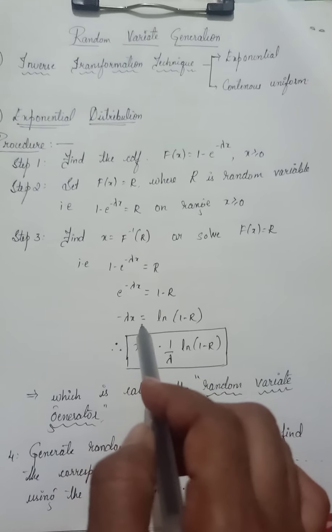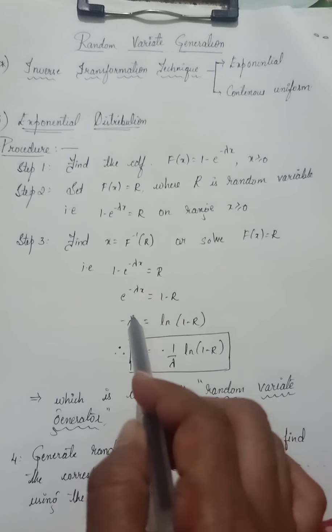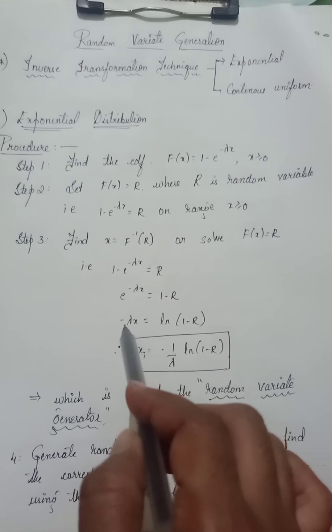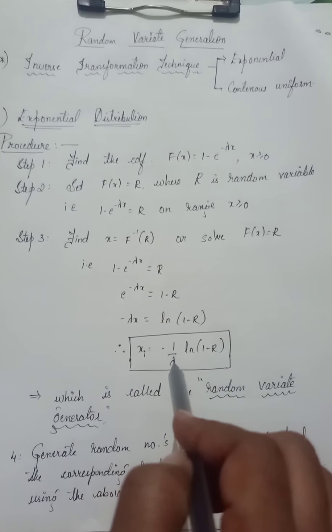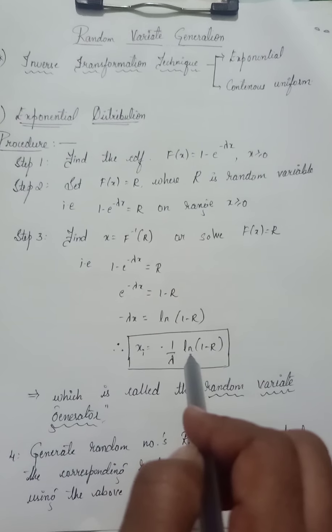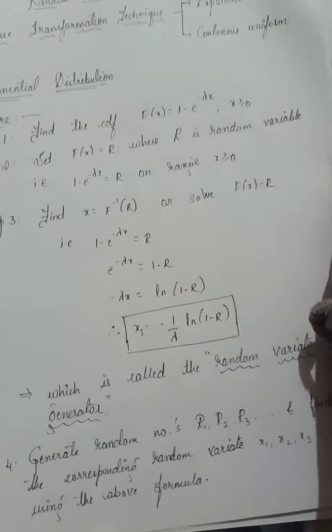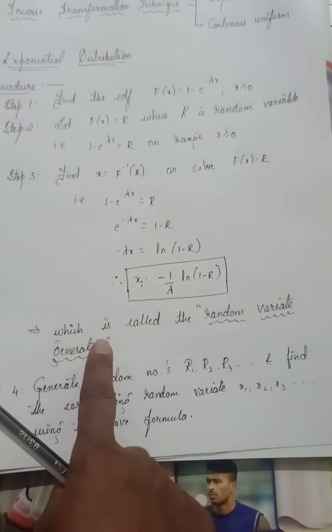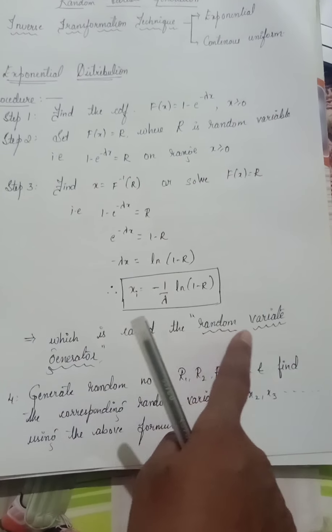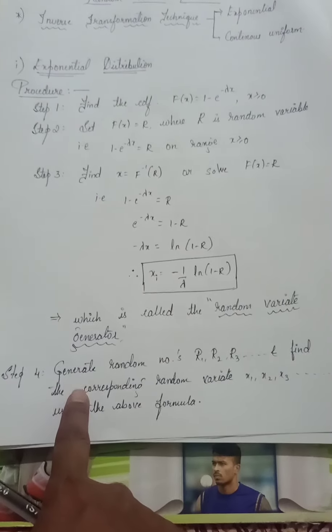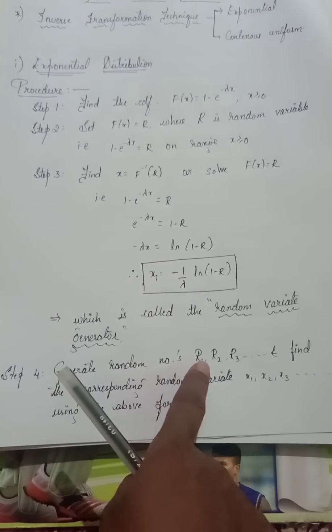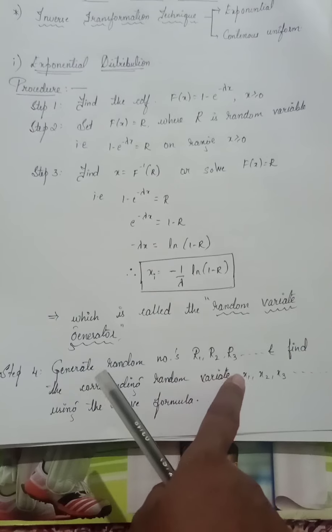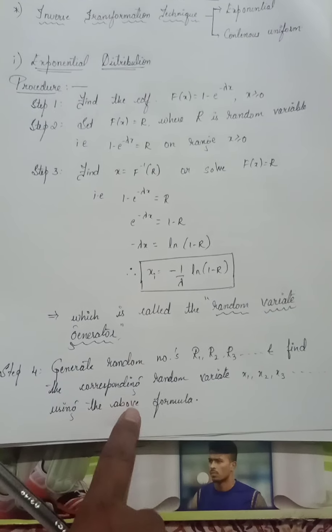So ultimately I need to find the random variate, that is x. x is equal to -1/λ times ln(1 - R), which is called the random variate. So we have written here what is called random variate generation. The last step: generate random numbers R1, R2, R3 and so on and find the corresponding random variates, that is X1, X2, X3 using the above formula.